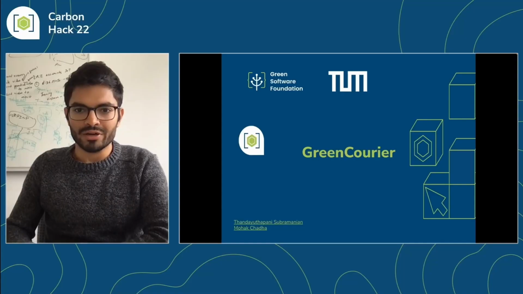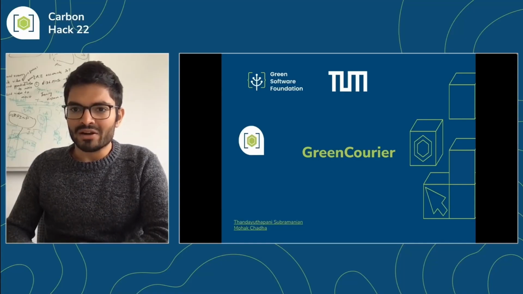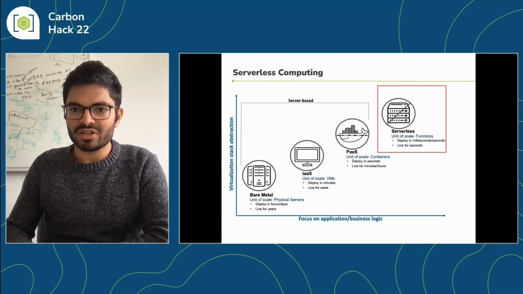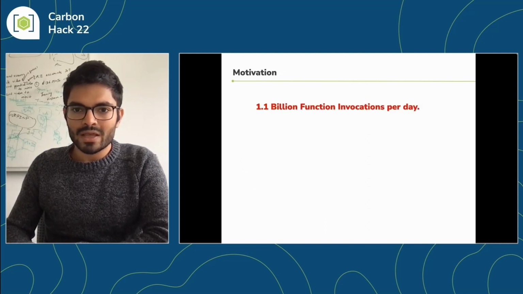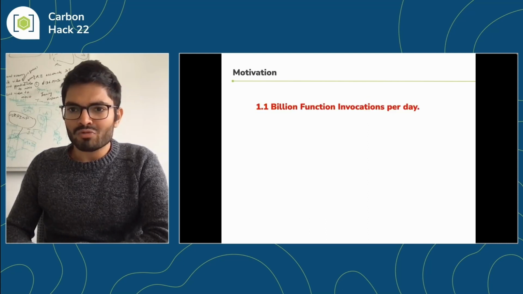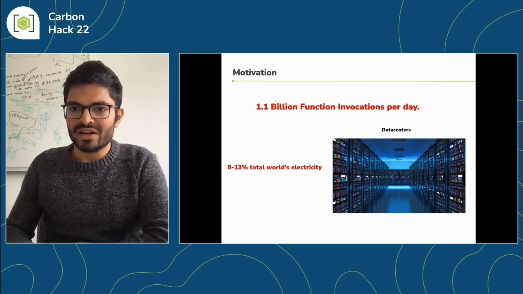Hi, my name is Mohak Chadda, and this is our project for Carbon Hack 2022 called Green Courier. Green Courier targets a new cloud computing paradigm called serverless computing, aka function as a service, in which users are only responsible for writing small pieces of code called functions, while all infrastructure management is handled by the cloud service provider. Examples of FaaS platforms include AWS Lambda, IBM Cloud Functions, and Scaleway Functions. Typically, these cloud providers see around 1.1 billion function invocations per day. These functions are executed on geographically distributed data centers, which are forecasted to consume 8 to 13% of the world's electricity by 2030. Towards sustainable serverless computing, we propose Green Courier.